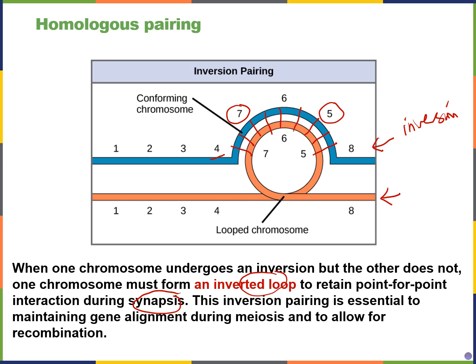This is hard to do, so it's much more likely that chromosomes that have undergone some kind of inversion will align incorrectly with their homologous chromosome and result in faulty synapsis and genes that are not correctly aligned when you get the daughter cells.